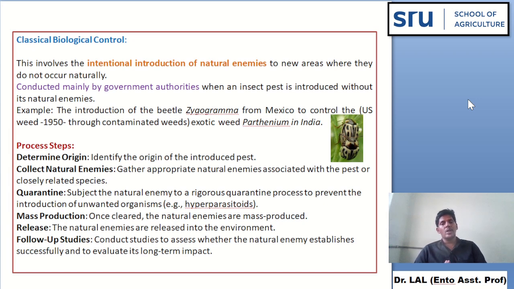So this Zygogramma bicolorata was intentionally introduced from Mexico to India for the management of this weed. Such intentional introduction of natural enemies to new areas where they do not occur naturally is classical biological control. The steps involved in classical biological control are determining the origin of the pest.